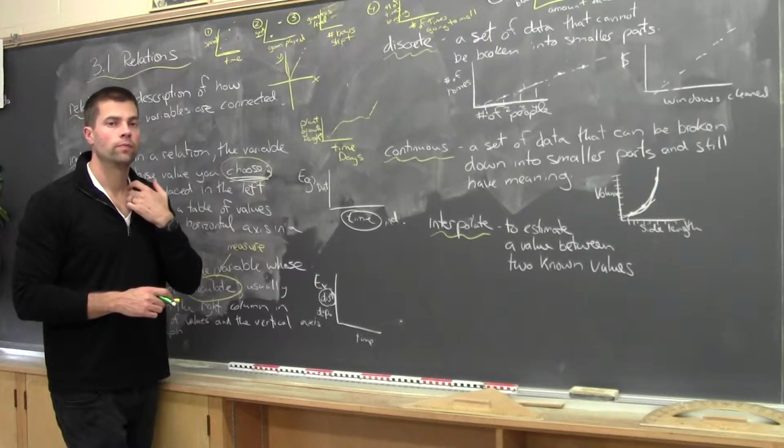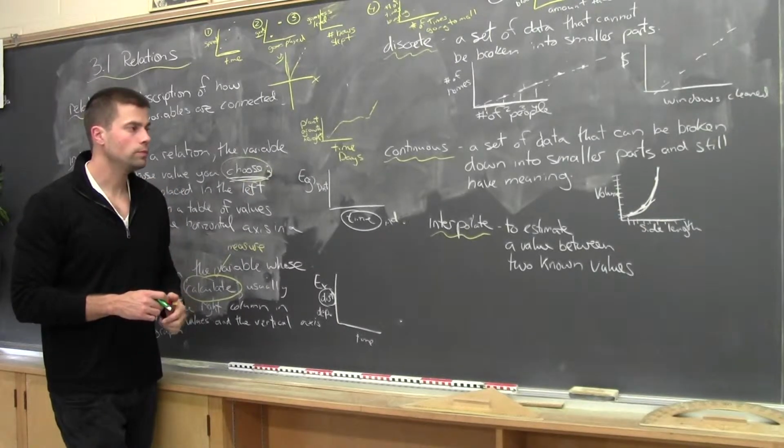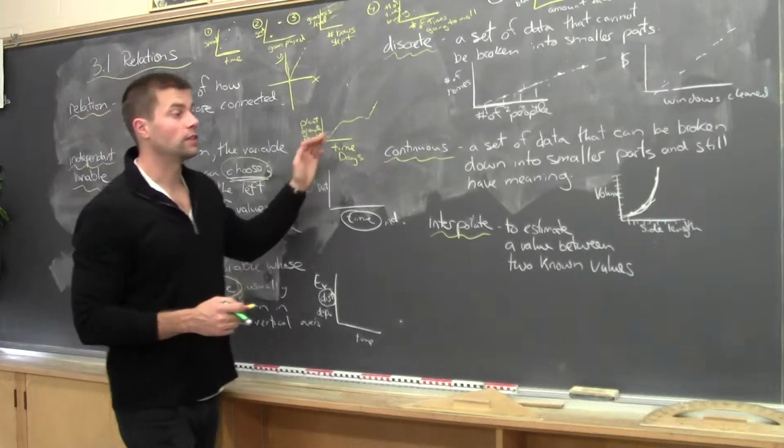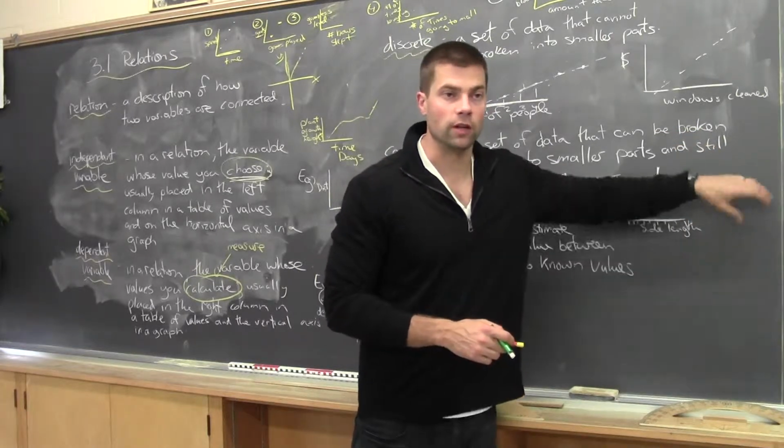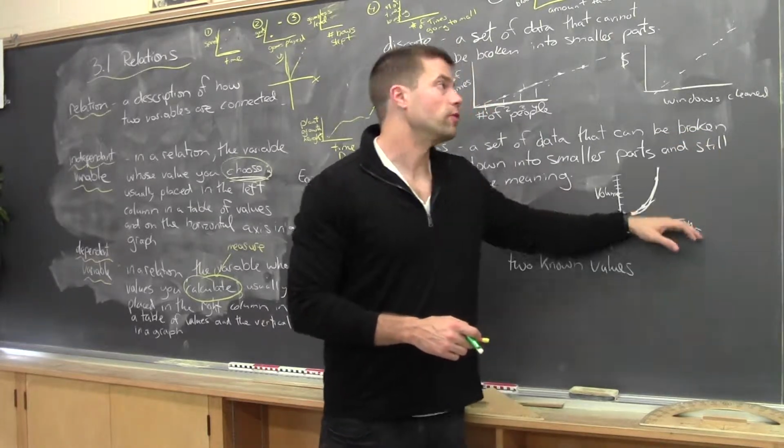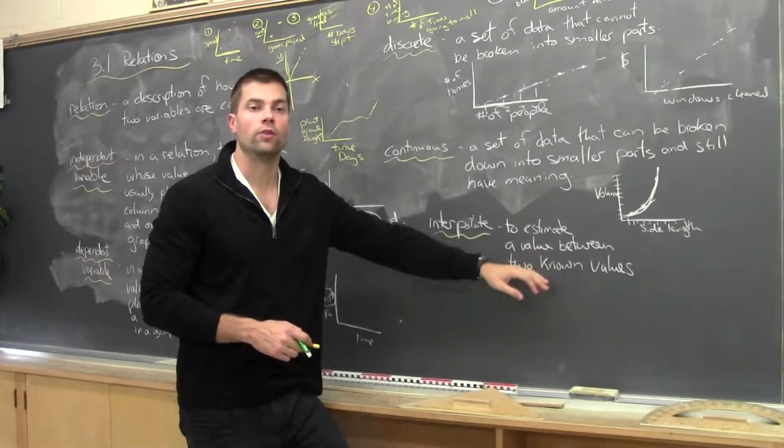Can't you just identify them by just looking if they have a dash and a straight line? Yeah, but when you're asked to create them, so you're given information, you've got to do a table of values, and you do a graph. You have to know whether to do a dashed line or whether you do a continuous line.